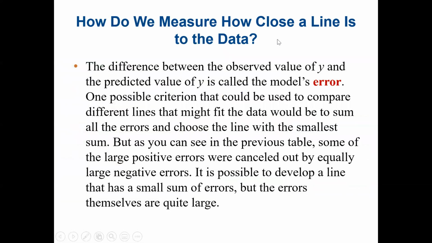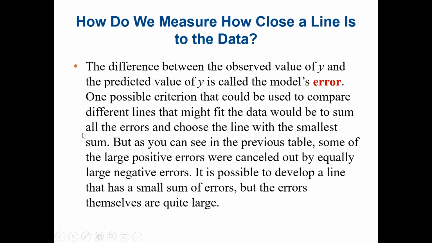So how do we measure how close a line is to the data? As we said, everything is based on the error. The difference between the observed value of Y and the predicted value of Y is called the model error. And as we saw in the previous example, we have to square the error, then we sum them. So everything depends on the value of SSE. The lower the value, the closer the line is to the actual data.